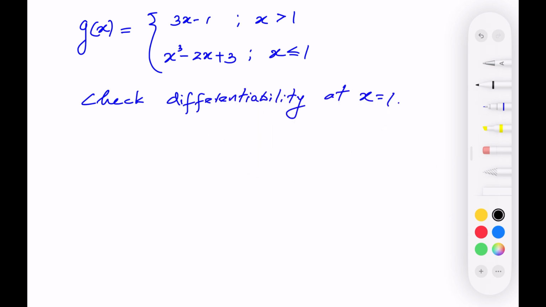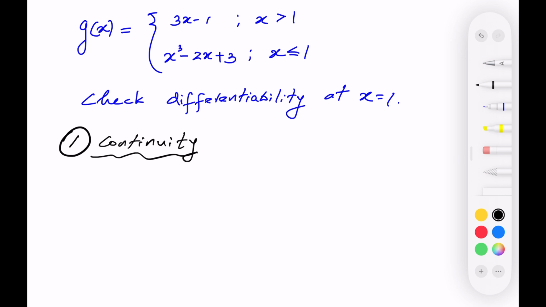As with any other differentiability problem, the very first step is to check the continuity. So let's go ahead and do that. We need to check the continuity of this function within a neighborhood of x equals 1. In order to check the continuity, we have to calculate the left-hand limit as x approaches 1 from the left-hand side of g of x, and the right-hand limit, which is as x approaches 1 from the right-hand side of g of x, and also we have to evaluate the value of the function at x equals 1.